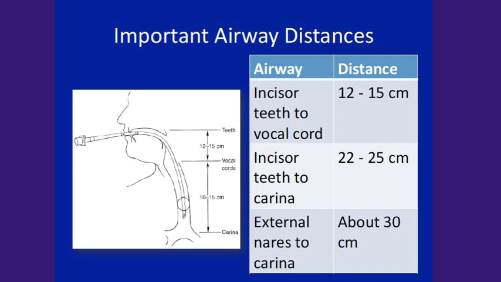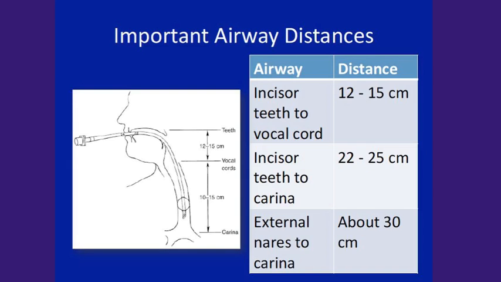These are some of the important airway distances. From the incisor teeth to the vocal cords is about 12 to 15 cm, and from the incisor teeth down to the carina is about 22 to 25 cm. Normally, the tip of the endotracheal tube will be about 2 to 5 cm above the carina, which means that the tip of it will be around 20 cm or 21 cm, depending on the size of the patient, and so the tube used.